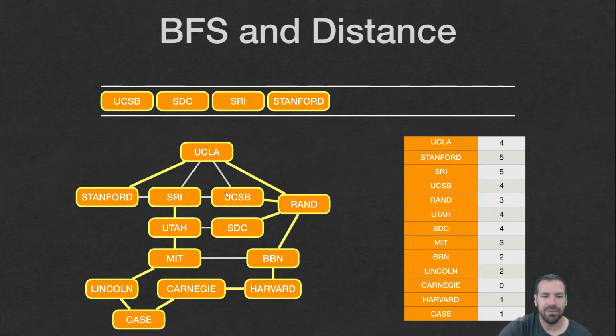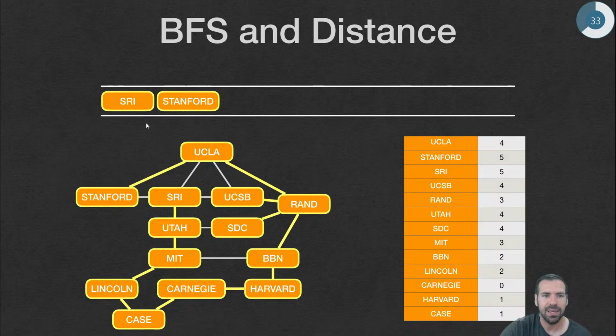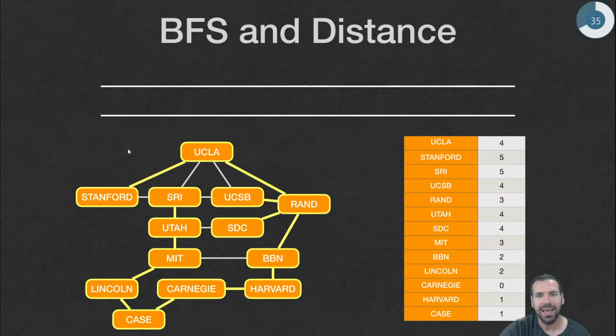UCSB is going to check all of its neighbors. They've all been explored, so don't do anything. SDC, all of its neighbors have been explored, don't do anything. SRI, check all of its neighbors. They've all been explored, don't do anything. Stanford, all of its neighbors have been explored, don't do anything. And now the queue is empty. So our while loop is finally going to break.